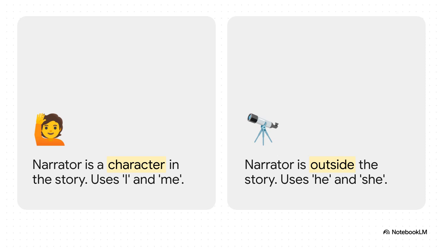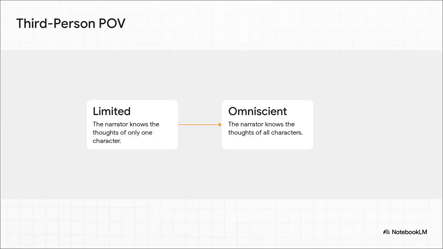If the narrator is actually in the story, you're going to see words like I and me. But if the narrator is kind of floating above it all, like an outside observer, you'll hear he or she. It's the difference between being in the car chase versus watching it from a helicopter. Now, this is where it gets really cool. Third person actually has a couple of its own flavors. There's limited, which is like having that camera glued to one character's shoulder. We only see and know what they do. But then you have omniscient. And that's the all-knowing, almost godlike narrator who can jump into anyone's head anytime they want.